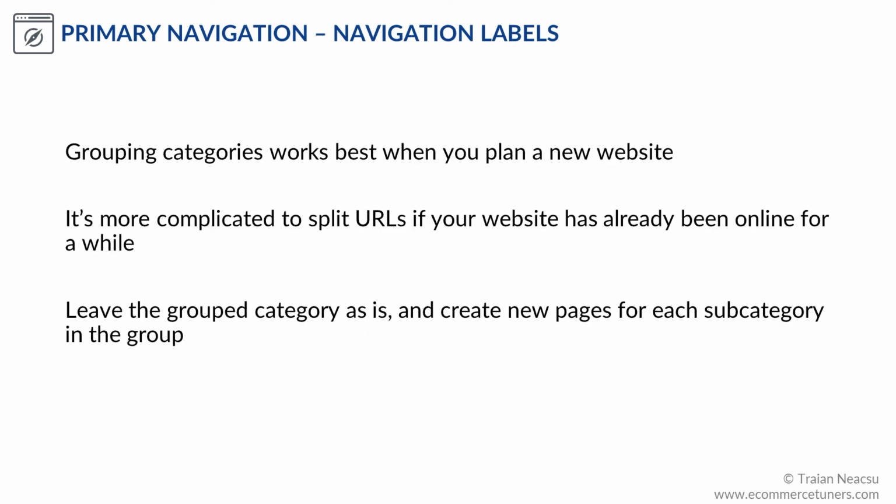Grouping categories works best when you plan a new website, or if the current website is fairly new and you can make changes without affecting an established taxonomy. The opposite of grouping is degrouping, which is when you want to split categories grouped under a single label to create multiple categories. It will be more complicated to split URLs if your website has already been online for a while and you grouped categories under a single URL. In the latter case, one option is to leave the grouped category as is and create new pages for each subcategory in the group.